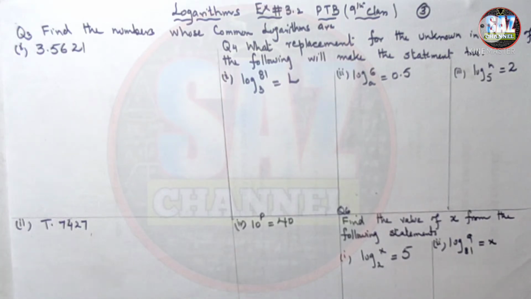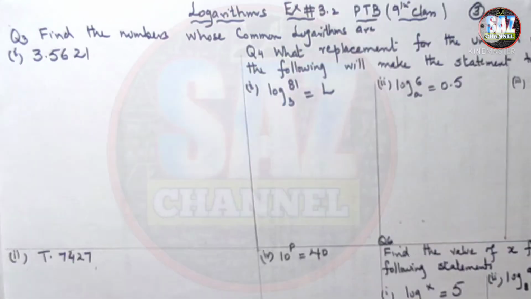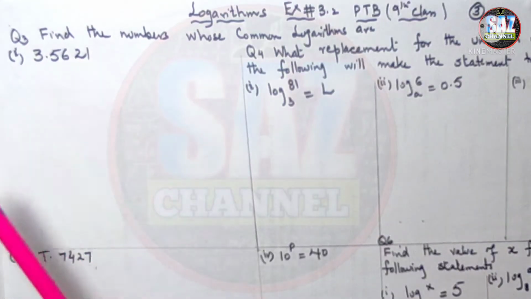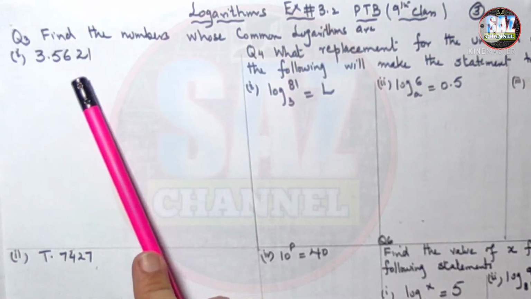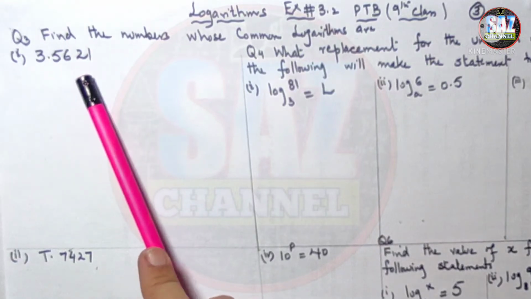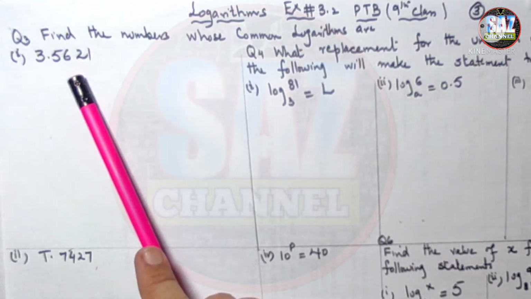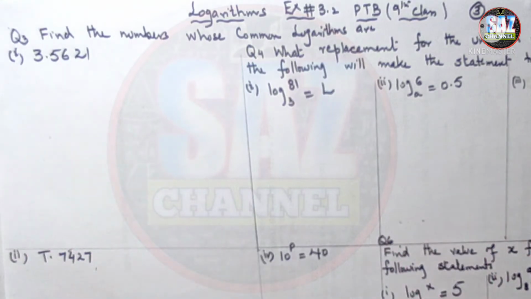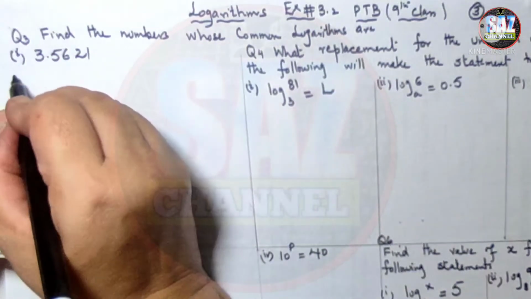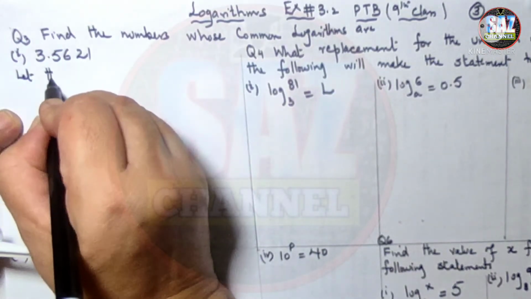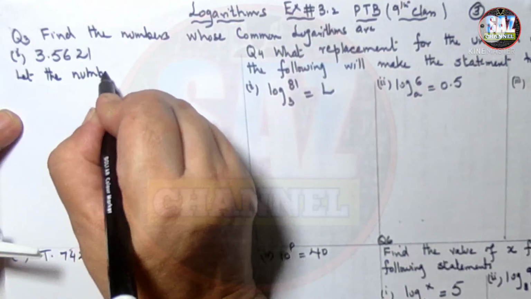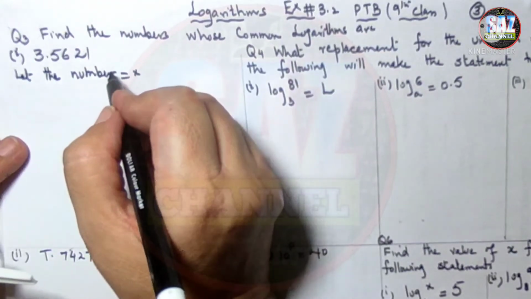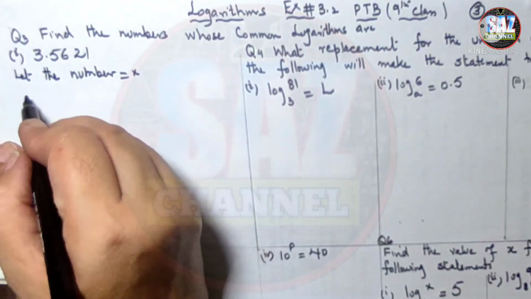The first situation is that we have to find the number whose common logarithm is 3.5621. Try to understand the question: here we have to find the number whose log is given. This value which is given to us is the log of some number. We have to find the original number. So we suppose, let the number be x.